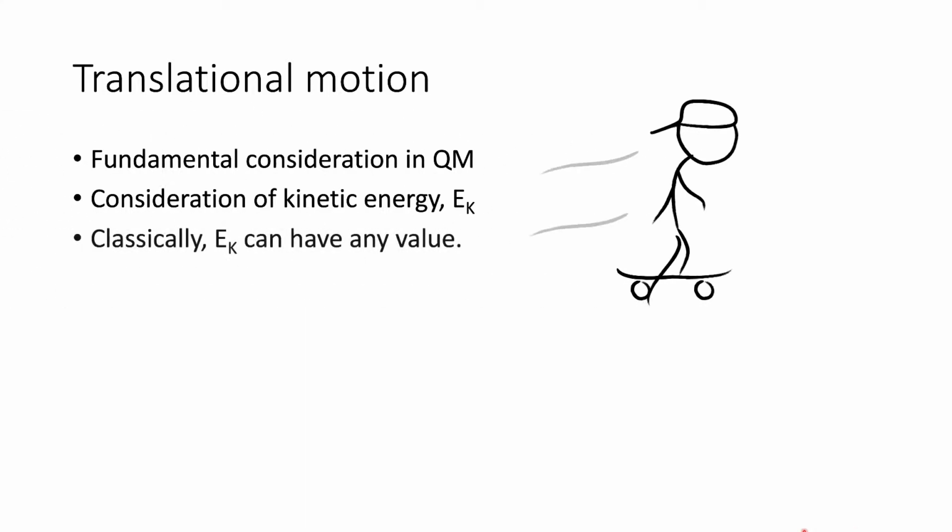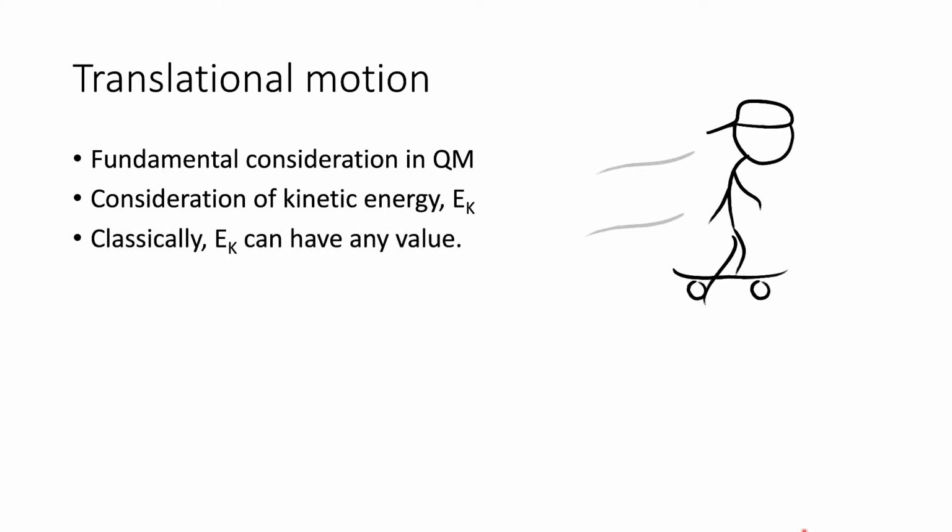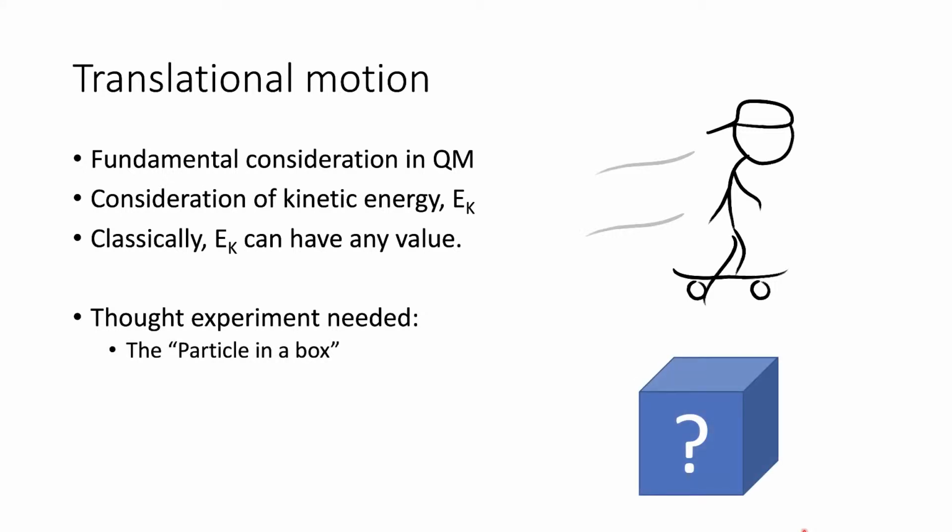So in a classical system, kinetic energy can have any value that we consider. So we have this continuous variation throughout. However, as we've already seen, in quantum mechanics, we need to quantize those energy levels. So what we need to do is come up with a thought experiment on how we explore these. And a particular thought experiment we consider in quantum mechanics is that of the particle in a box. It sounds slightly odd, but we consider what happens to a particle when we put it in a bounded region.